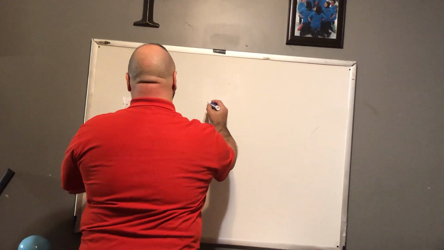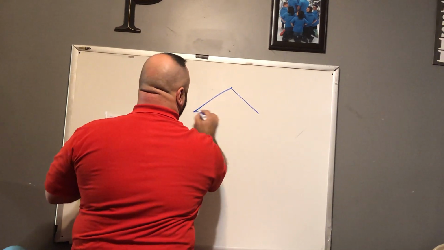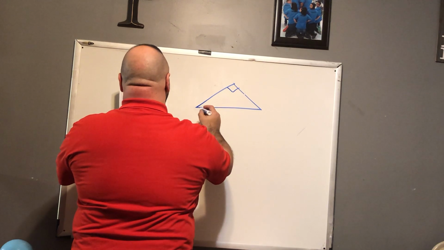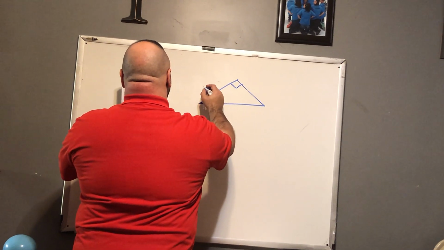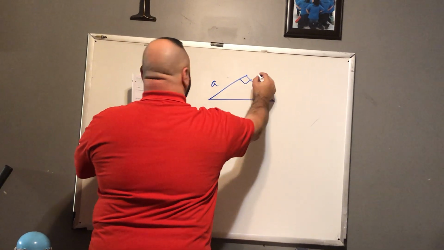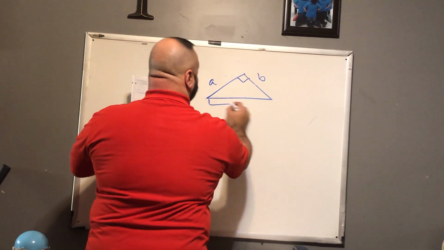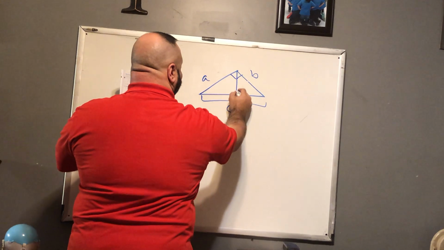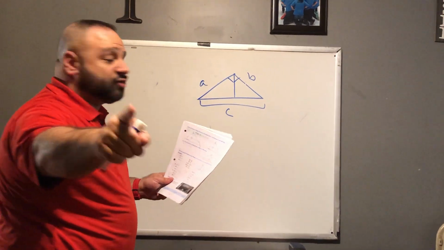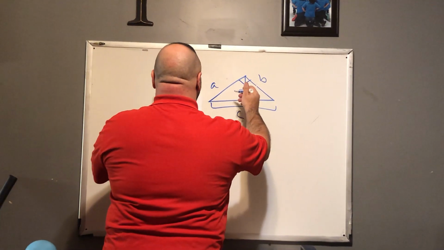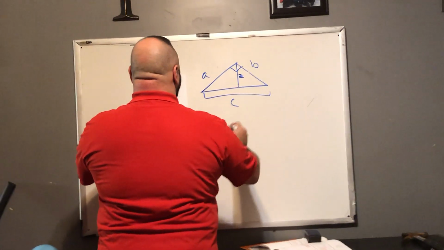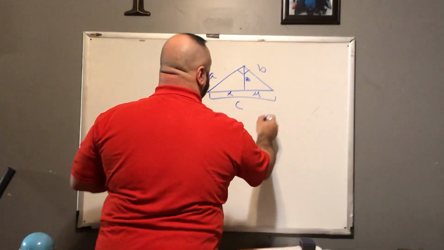Okay, here's our right triangle. We have A, B, C, and then we broke C up into 2 segments. Here's our altitude. There's our altitude again. So we're going to draw our altitude. We have a couple various triangles. This will be Z, and this will be X and Y.